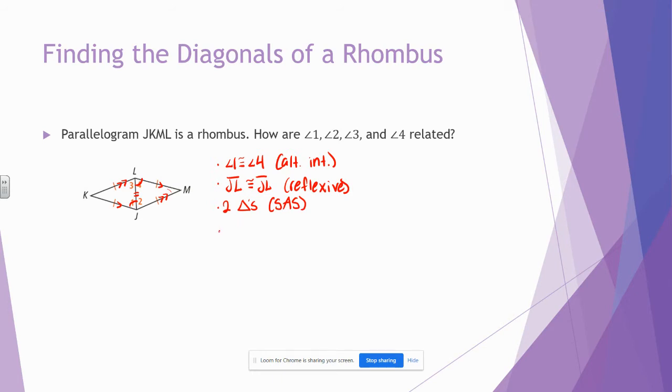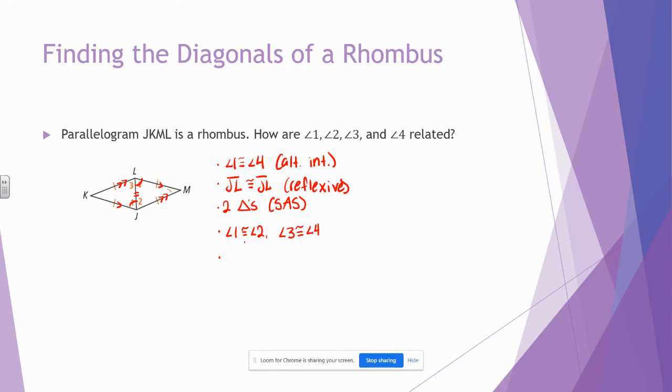We know that corresponding parts of congruent triangles are congruent. So if we look at these triangles, angle 1 is congruent to angle 2, and angle 3 is congruent to angle 4. Since 1 is congruent to 4 as well, that means that 4 is congruent to 2. And then since 3 and 4 are congruent, 3 is congruent to 1.